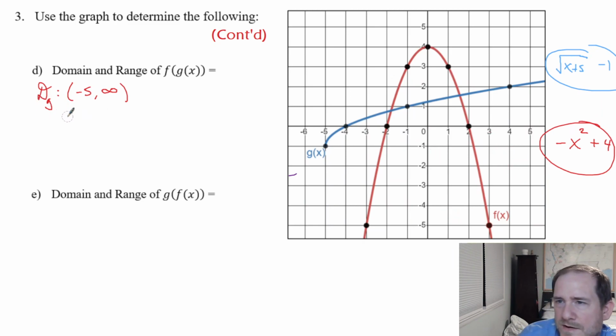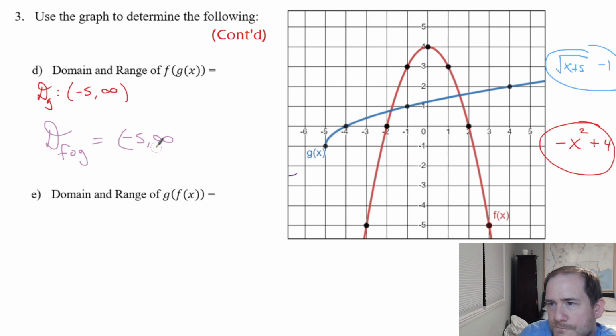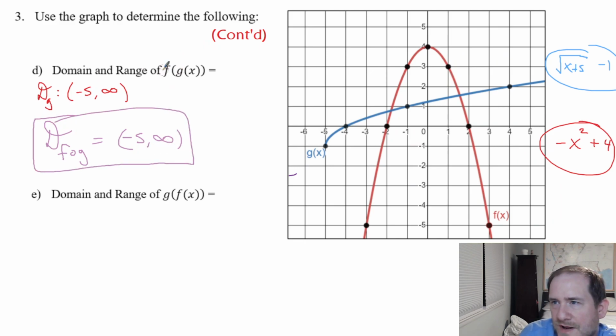So what did I just say? I think I just said that the domain of f composed with g is just literally equal to the domain of g, because that outer function f had no domain restrictions at all to worry about anyway.